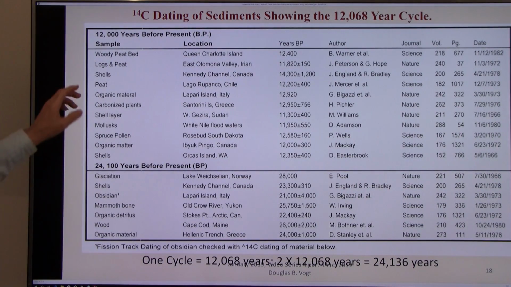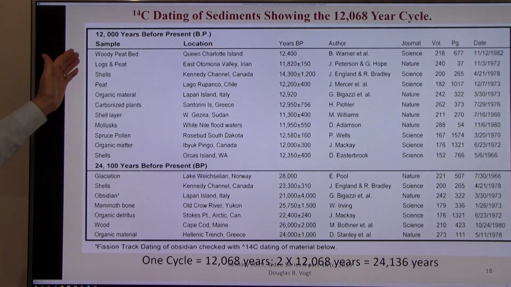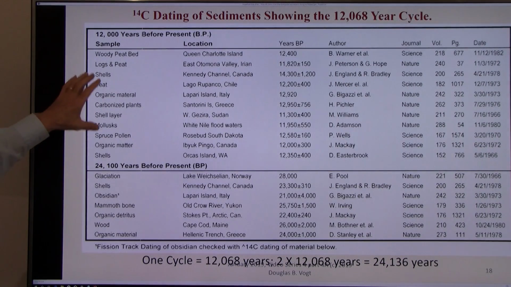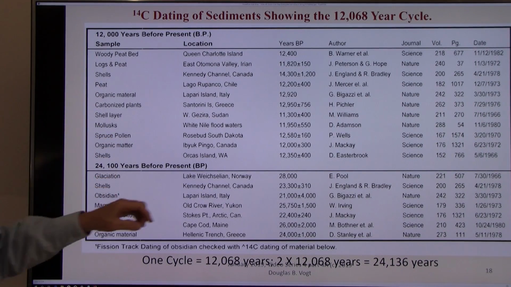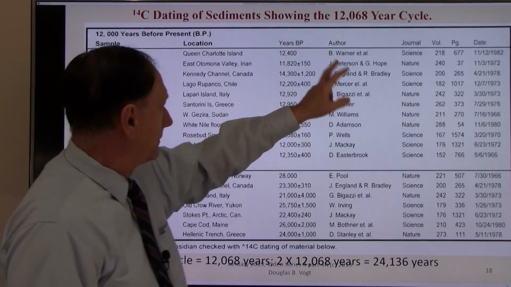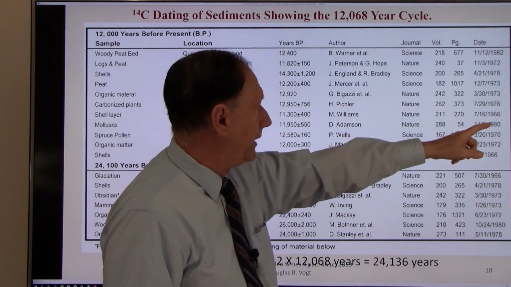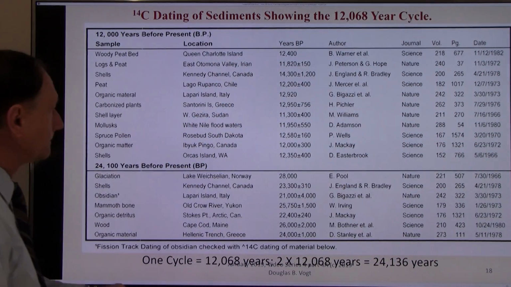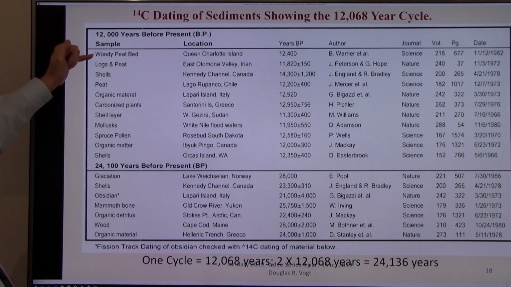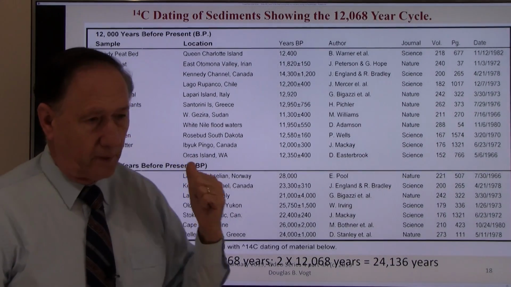So here's the carbon-14 dating of everything from peat bogs to anything else they could find they can carbon-14 date. Here's the author, here's the years, the journal, the volume, page, and the date. You can go check it yourself. And woody peat bogs. Now, I have to explain, I'll go into peat bogs a little bit later.